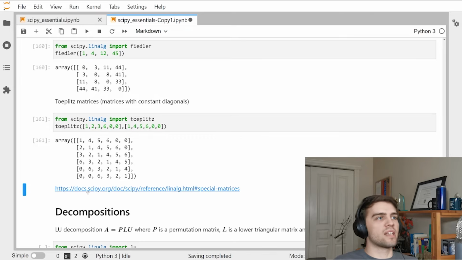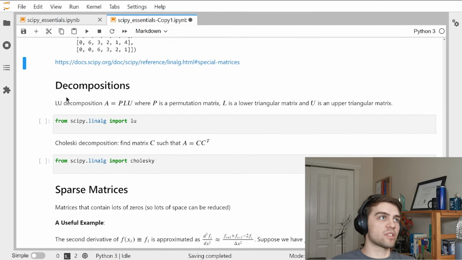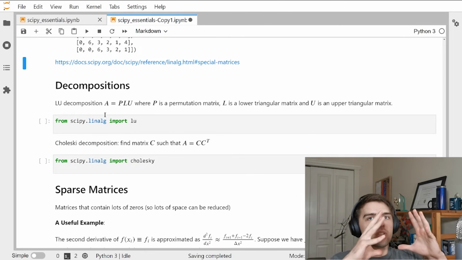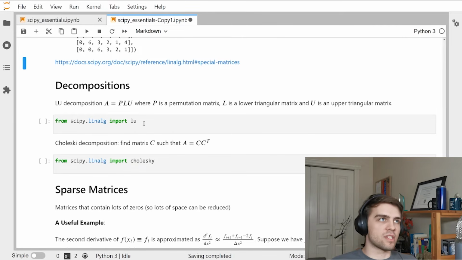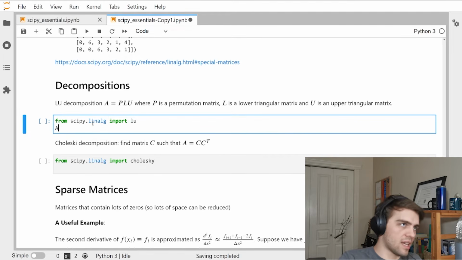And of course, there's a link here to a bunch of other special matrices as well. There's also matrix decomposition. Sometimes you want to take your matrix and convert it into the product of other matrices. So this is LU decomposition. Can't say that apparently. So here I go A, let's define our arbitrary matrix, np.array.